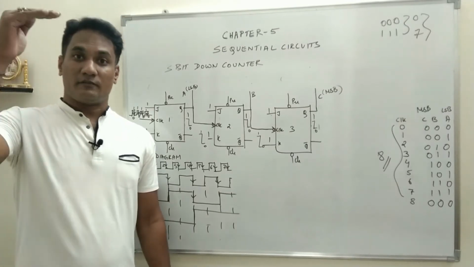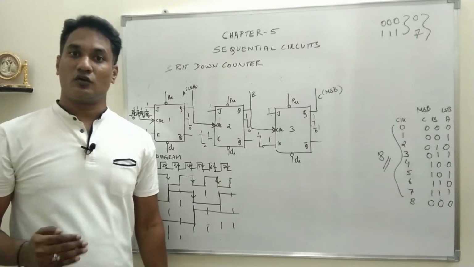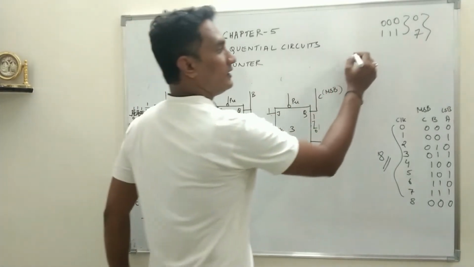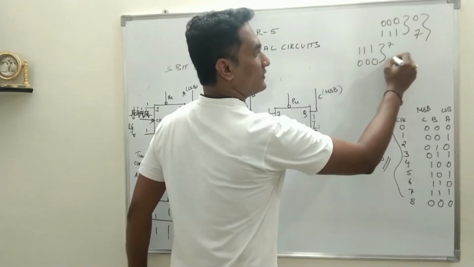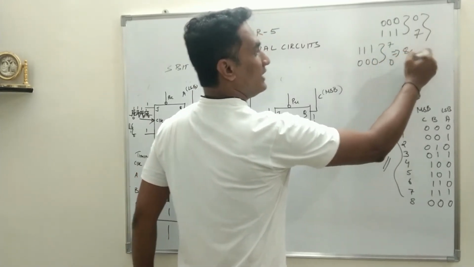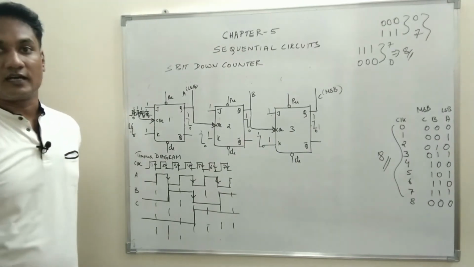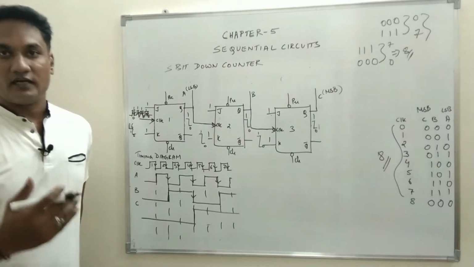Descending order means it will go from the highest value to the lowest value. That means the count should go from 1 1 1 to 0 0 0, of course from 7 to 0. The total number of discrete states will be 8. It will be called a modulo 8 counter, but it will count in the down state.